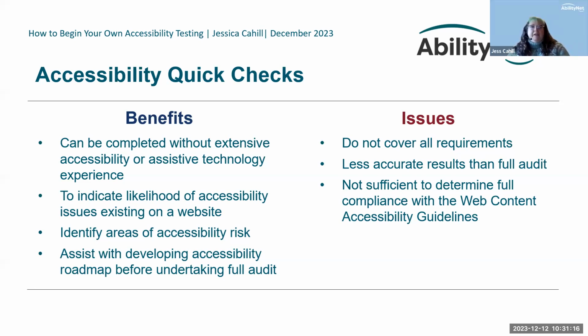But another benefit of these is that they can indicate the likelihood of accessibility issues existing on a website. So say you do a couple of pages and they're horrendous, you pick up loads of errors, then you know you've got some work to do. They can identify areas of accessibility risk. So say you've got an essential service and those pages are coming up badly in your quick checks, then you know that you need to focus on those if you want to avoid legal action, for example. And they can help you to develop an accessibility roadmap before you go through a full audit, to identify priority areas, problem areas, and that kind of thing.